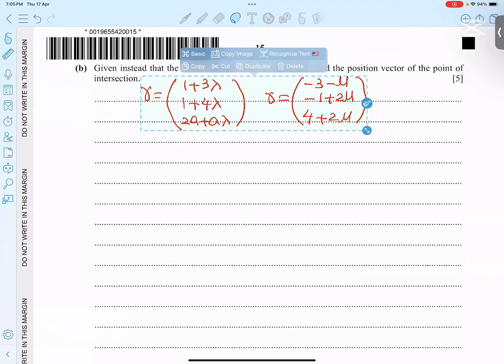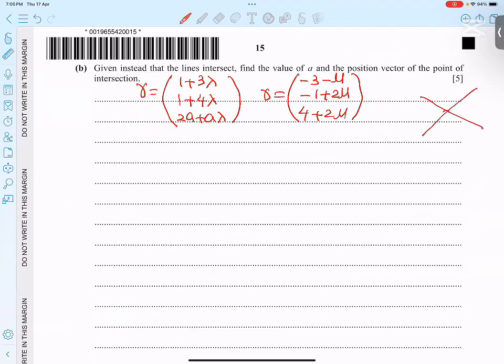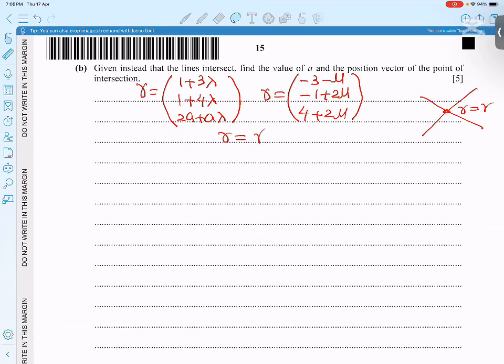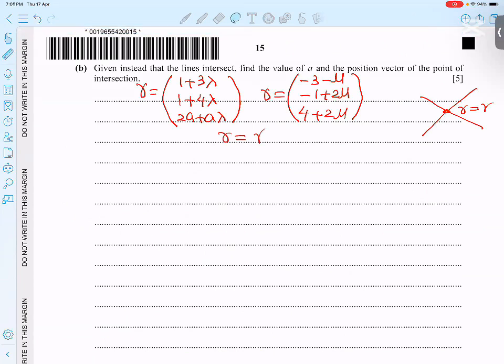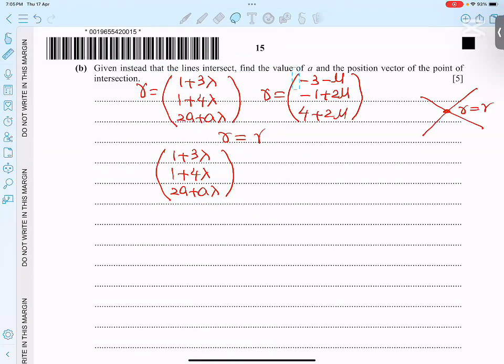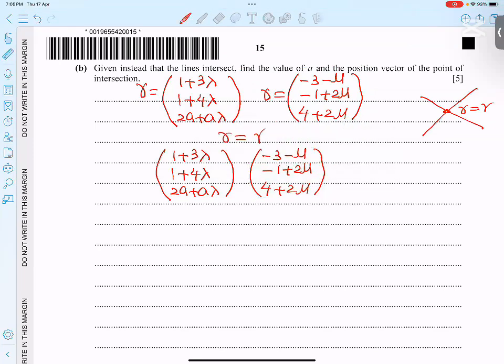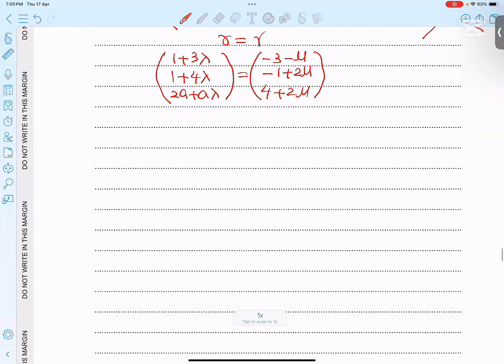Okay, so what is the basic plan, students? How will I continue? Because they intersect, at that intersection both r values are equal to each other. So I'm going to say r is equal to r. I'm going to put this, okay, and we get 3 equations. Look, I'm going to show you, or I just make it like this. Copy, paste here, copy and paste here. And when I put them equal to each other, we get 3 equations.